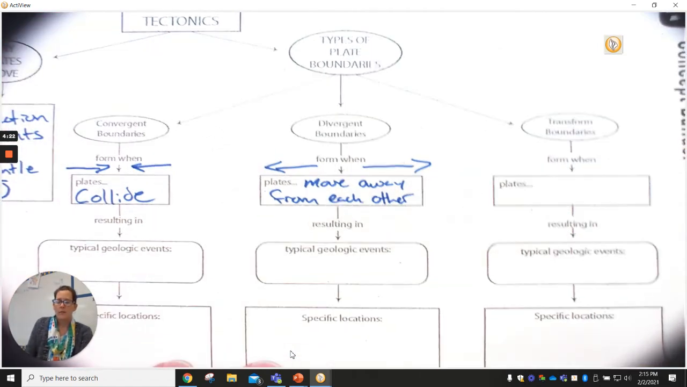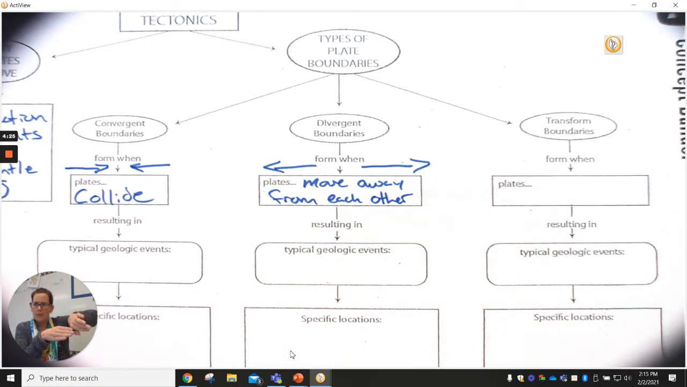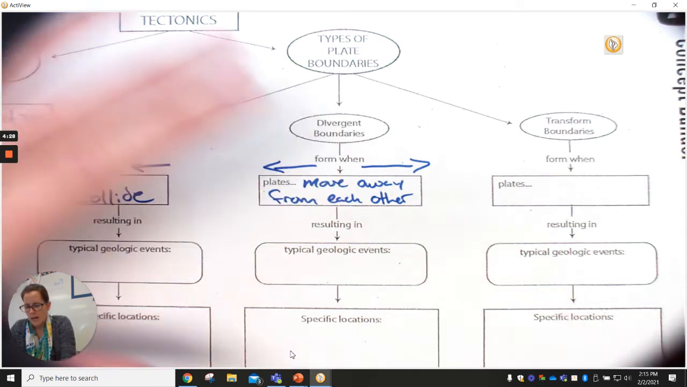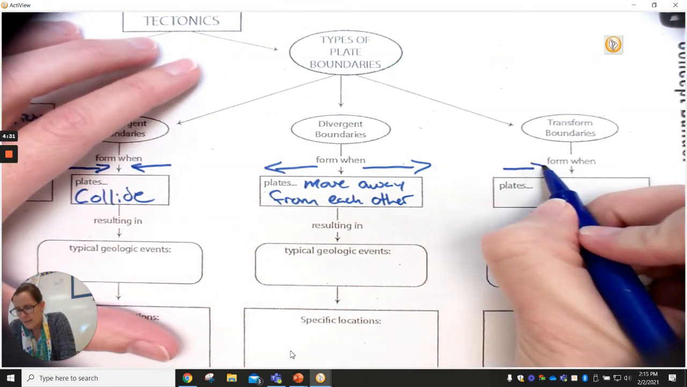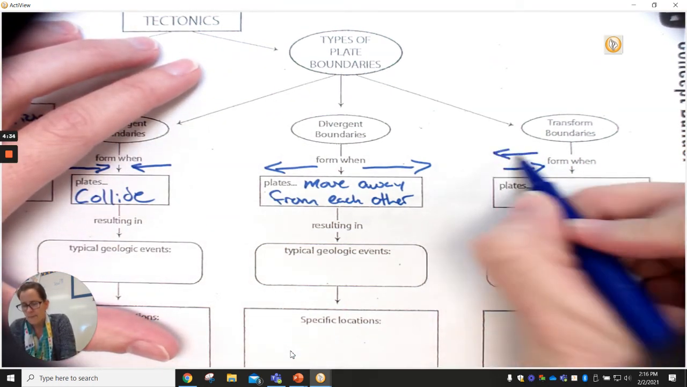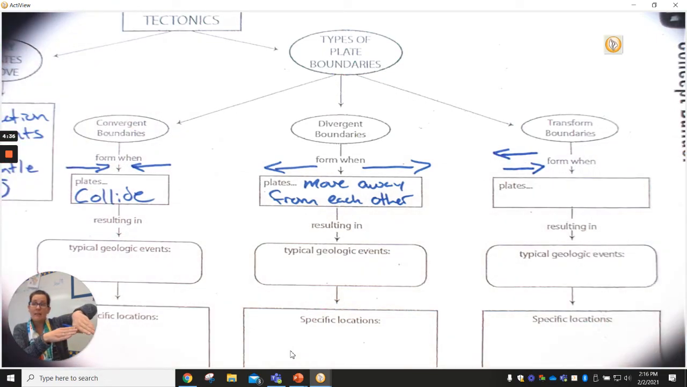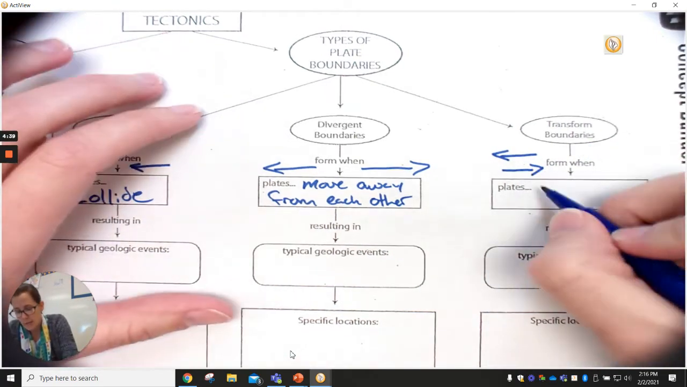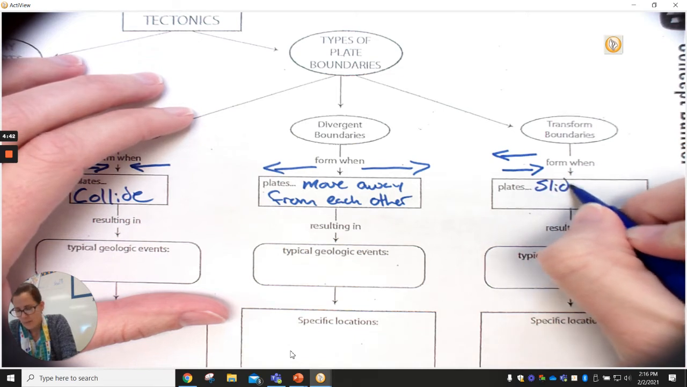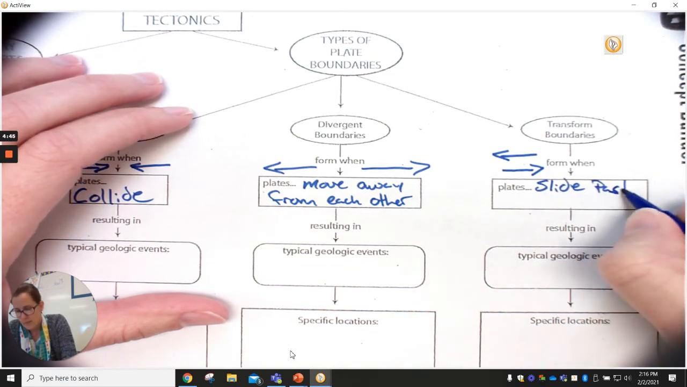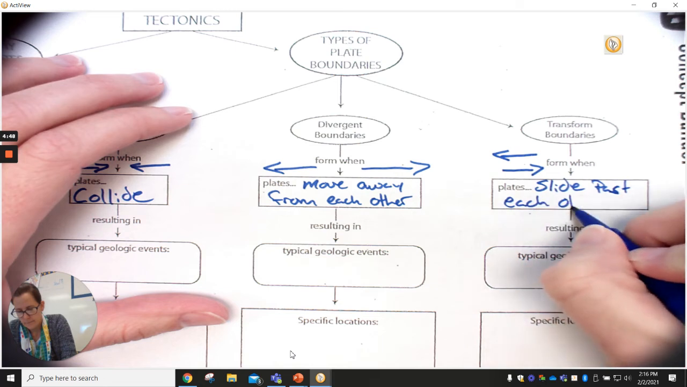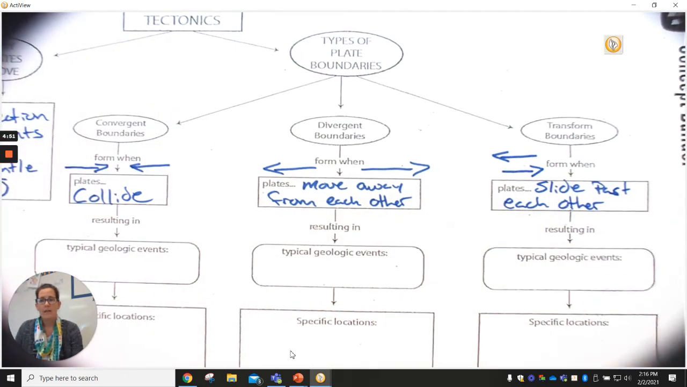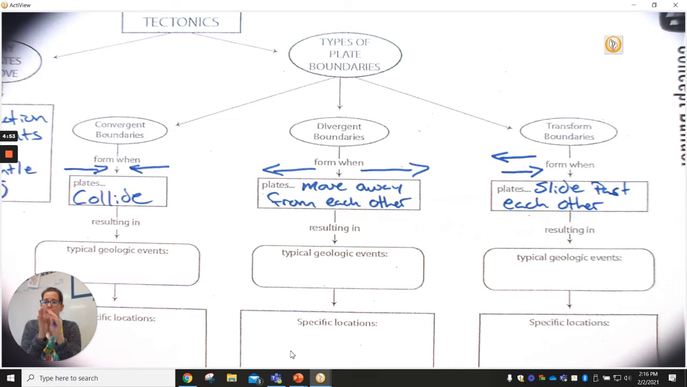Okay. So the last one here, those transform boundaries, you remember those are the ones that are sliding past each other. I'm going to put an arrow on the bottom facing this way and an arrow on the top facing this way. And that'll show that they're sliding past each other, okay? And that's what we're going to put in this box. Slide past each other. Okay? So we got convergent, they're moving towards each other. Divergent, they're spreading apart, they're moving away from each other. And then the transform are the ones that slide past each other. So they look like that right there, okay?